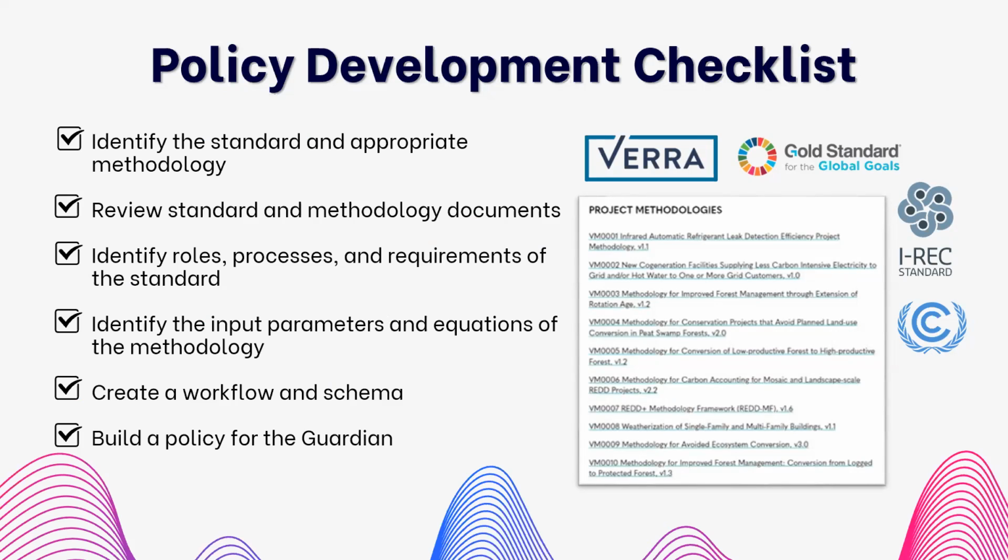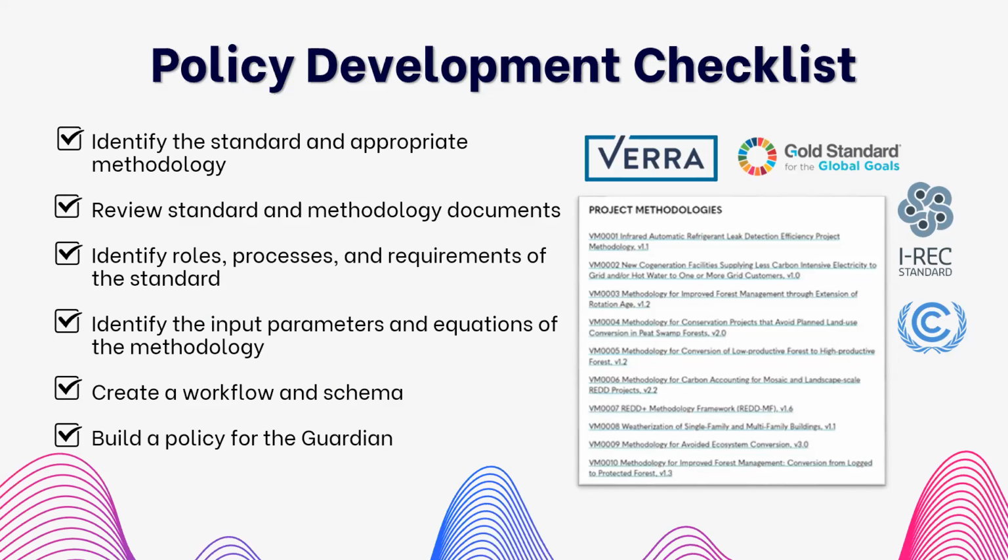Once you've selected that, you can look through their standards and methodologies and select one of those where you want to make sure you read that document so that you could identify roles, processes, and requirements of that standard or the methodology itself. Then the fourth step here is to identify the input parameters and equations of the methodology. This is going to be really important when it comes to calculating all the parameters that are needed in order to get to your emission reductions.